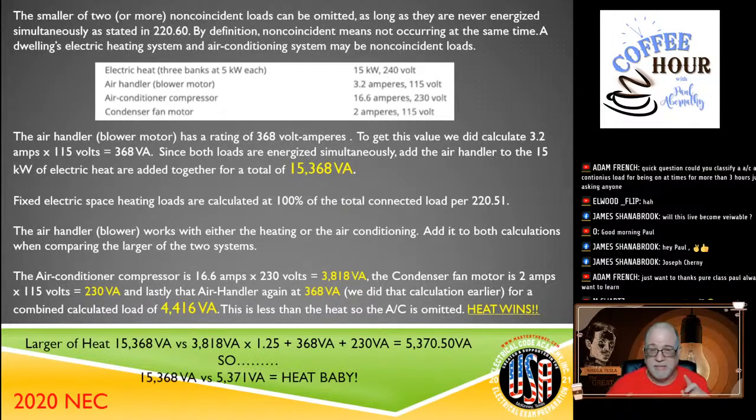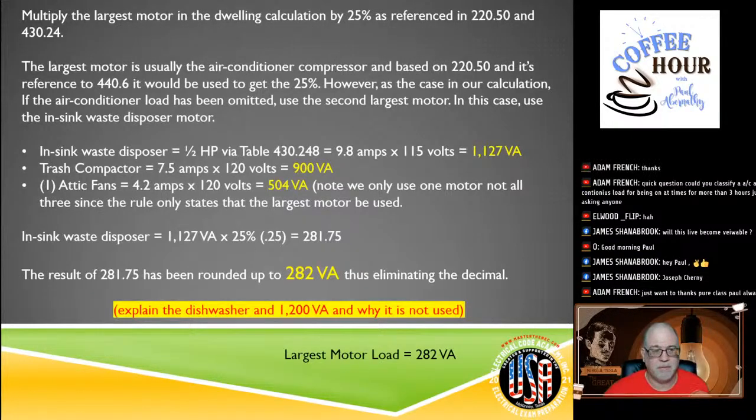So we know what to do, whether it's 2017 or 2020, when it comes to non-coincident loads. Okay, now, multiply. Now, here's the one step that people forget. Now that we're almost there, we have to take the largest motor and capture 25%. Now, people say to me, Paul, it doesn't say that in the code. My brain starts hurting. Well, I want you to go look at 220.50 real quick. Now, 220.50 does not say take the 25%. But what it does do is give you references to motors. It gives you references to things that you have to take at 125%.